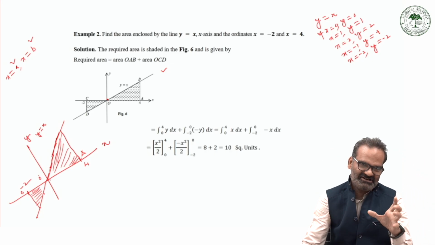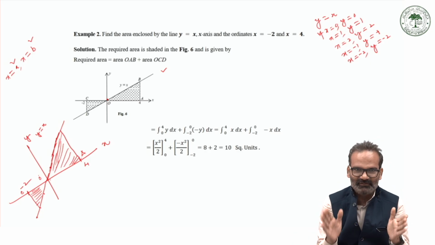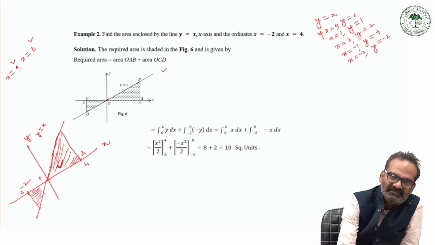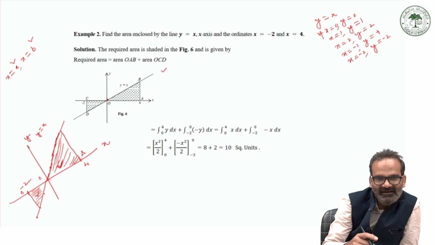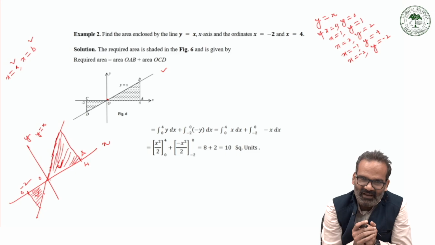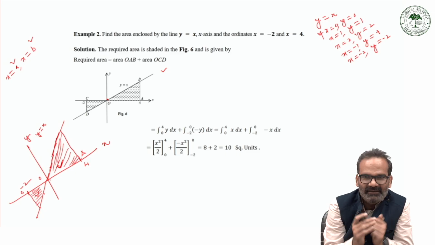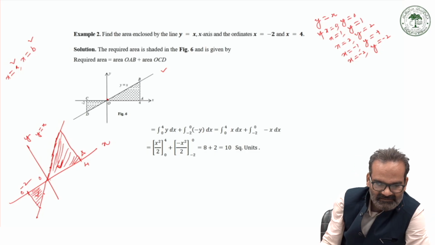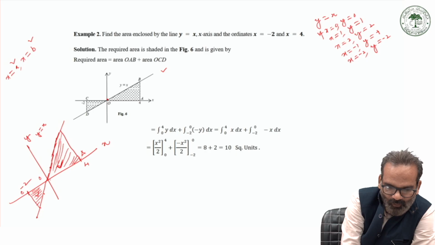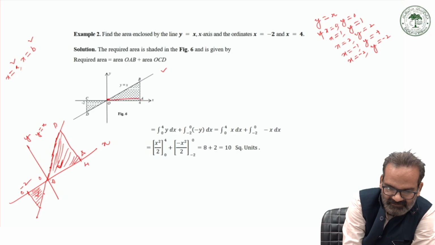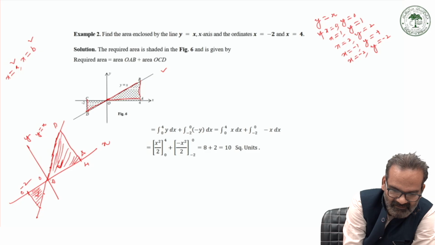So you want to determine the shaded portion. See, the shaded portion is divided in two parts. Part 1 lies above the x-axis, but this part lies below the x-axis. And we have just discussed, whenever the area lies below the x-axis, the area will be negative, right? We will use the negative sign. So the whole required area is the area of OAB, this area, this one, right? And OCD, this area, right?